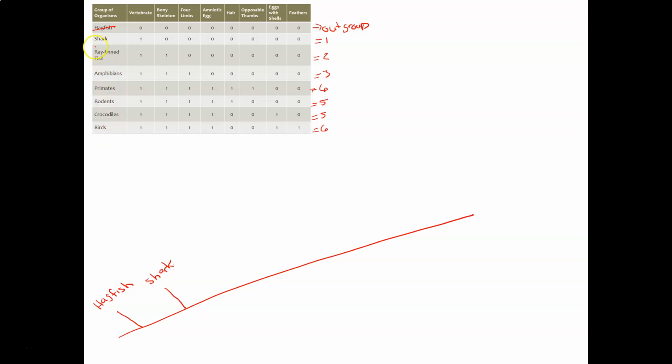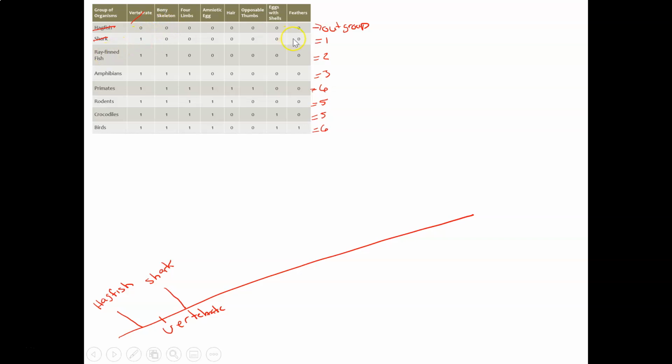Okay, so I'm going to cross off that shark. Now, in the process of doing this, we should also be including our derived characters and where they show up. So that vertebrate was that distinguishing feature between the hagfish and the shark. Everybody else other than that hagfish has that vertebrate. So that means that's going to come down here as a hash mark here. Okay, and so now I can take that off the list as well.